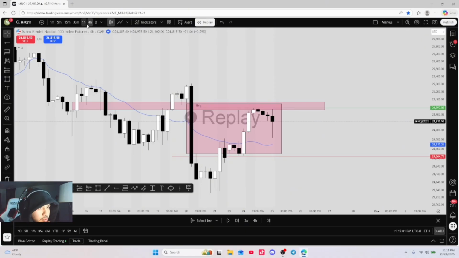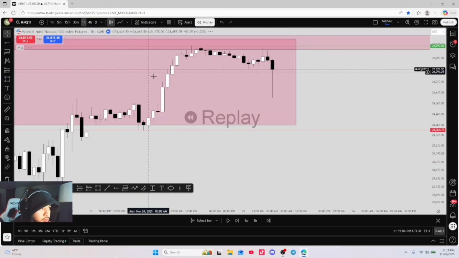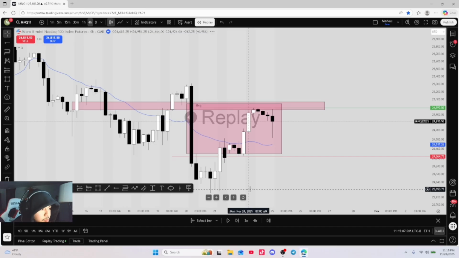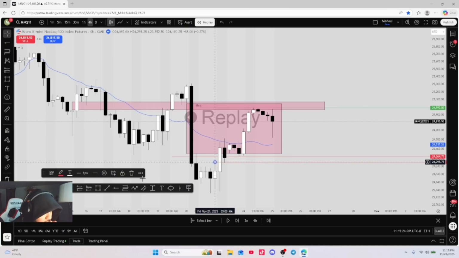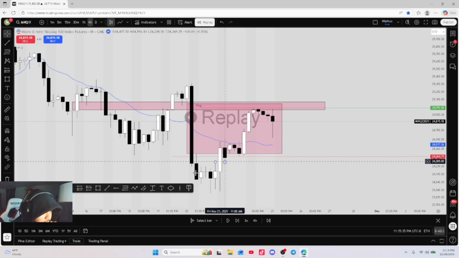So what I want is, let me see. Let me go here real quick. So you can see we have this 4-hour inverse that just got tapped into, which is getting respected. We also have this 4-hour FVG that we're currently in, but we have this 1-hour imbalance right here for buys, bullish 1-hour imbalance.